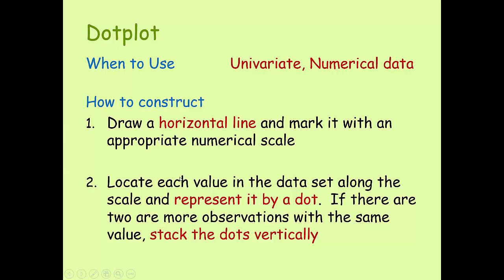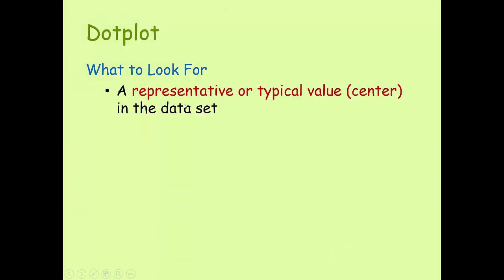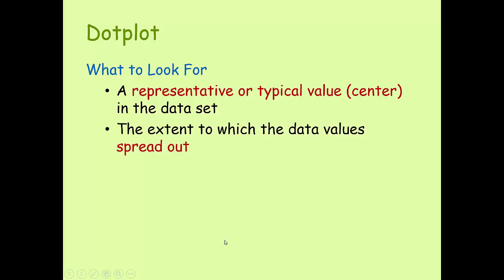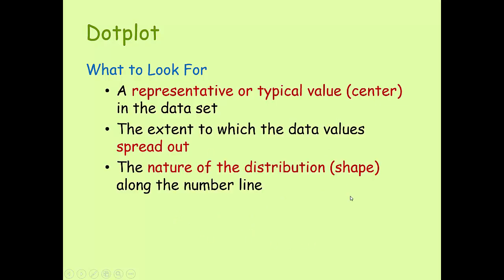So you just have this x-axis kind of thing, and then if there's a value on that axis, you put a dot. If there's a repeated value, you just start to stack the dots. What we look for is a representative or typical value. We want to see if the data set has a center, or are they really spread out, which gives us the shape of our distribution.